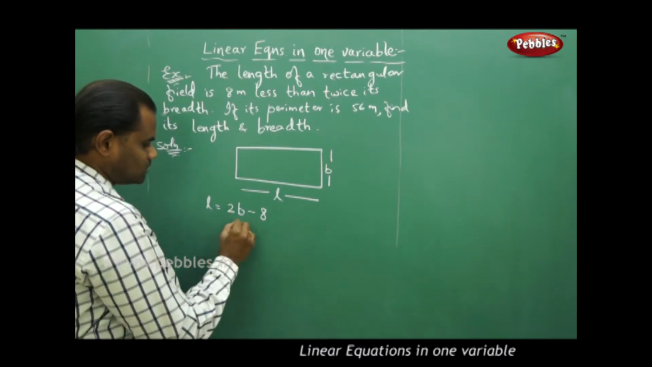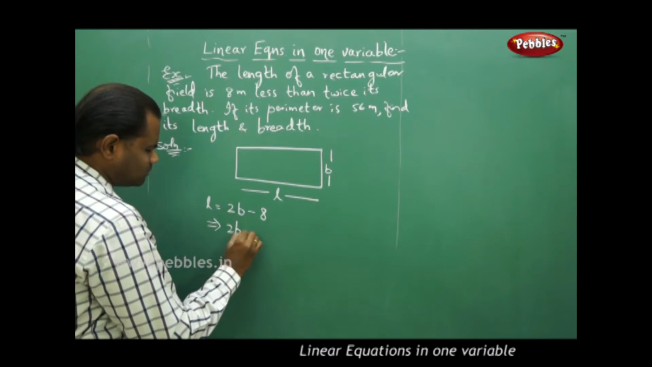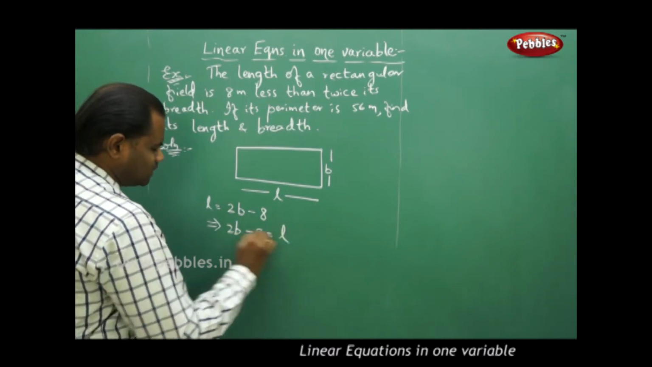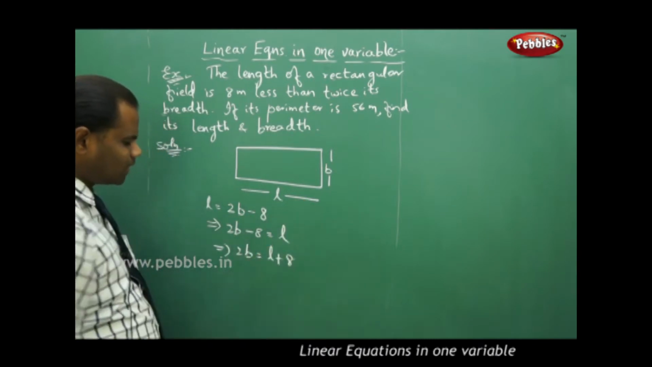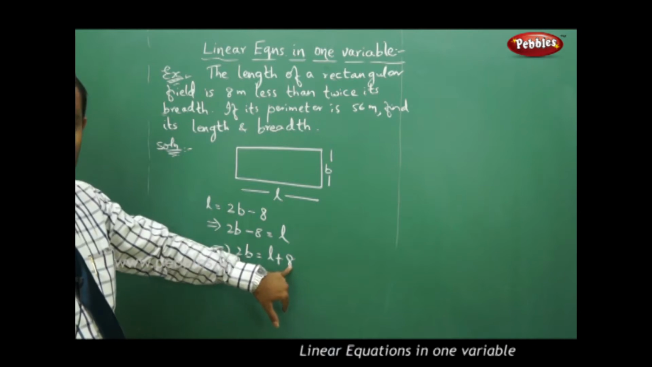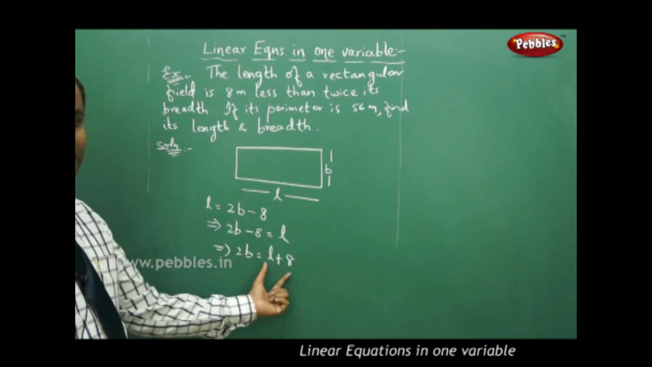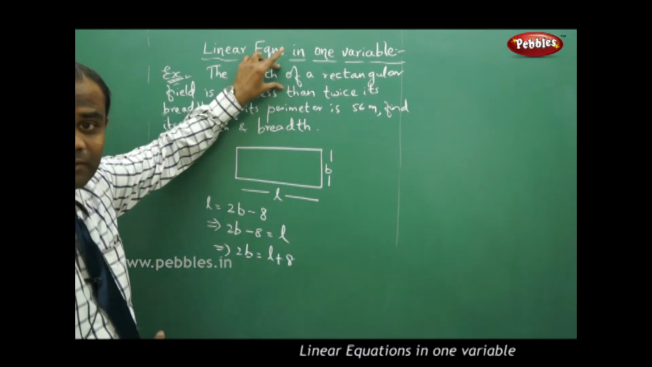Next, this is one of the conditions where from this 2b minus 8 is L, so that I get 2b is L plus 8. I want to take 2b to the left, and then minus 8 when it comes to the right would be plus 8. Therefore 2b is L plus 8, which is one of the equations I have obtained from the first condition given in the problem.